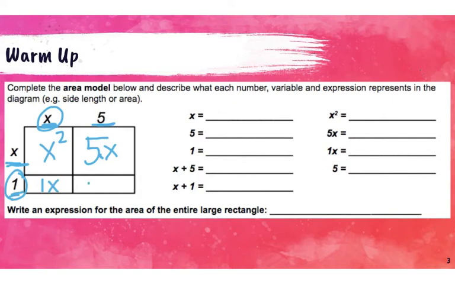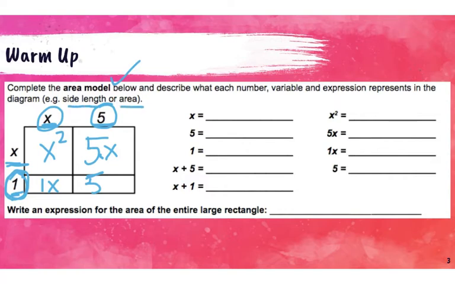And in this box right here, I look over to the left and I have 1, and I look up from that box and I have 5. 1 times 5 is just 5. All right, so complete the area model below, check. Now describe what each number, variable, and expression represents in the diagram. So for example, either describe it as a side length or as an area.